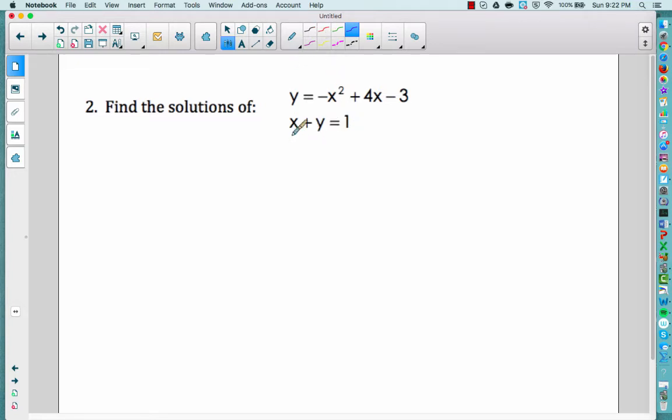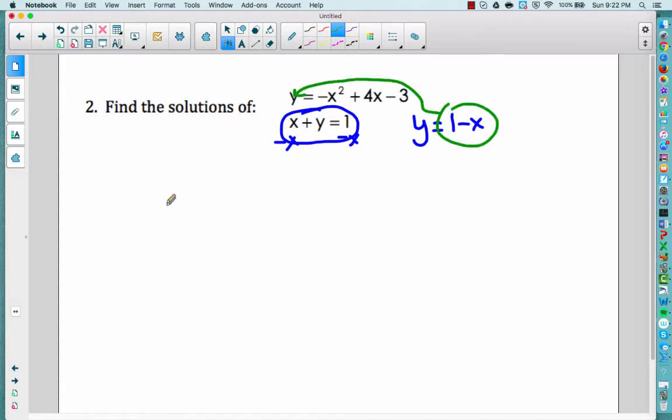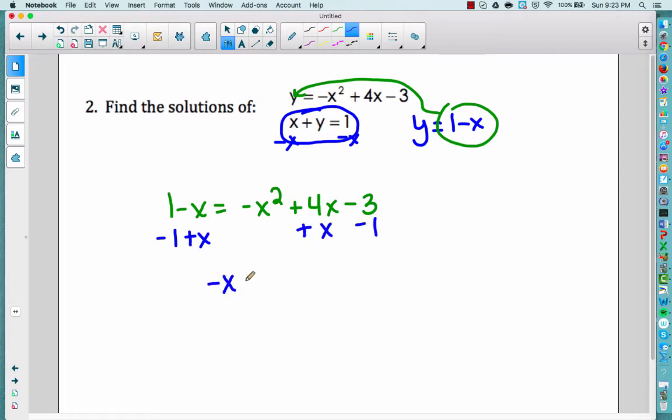All right, so I'm going to take this equation and get it in y equals form. So I'm going to subtract the x to the other side. So y equals 1 minus x. All right, and then I'm going to take that value, I'm going to plug it in to the other equation for y. So 1 minus x equals negative x squared plus 4x minus 3. I'm going to get it into standard form, so I'm going to subtract 1 and add x. Subtract 1, add x, and I get negative x squared plus 5x minus 4 equals 0.